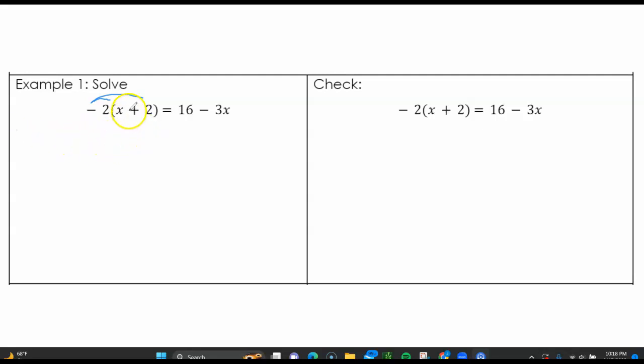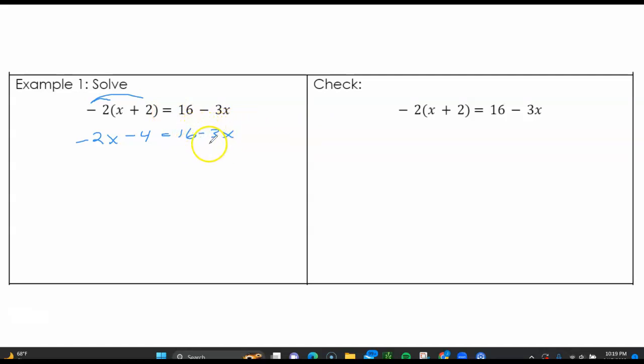On this problem, the first thing we need to do is distribute the -2. So -2 times x makes -2x. -2 times 2 makes -4 equals 16 minus 3x. We cannot combine anything on the left anymore, and we can't combine things on the right anymore, but what we can do then is move on to the next step, which is get all of our x's on one side.